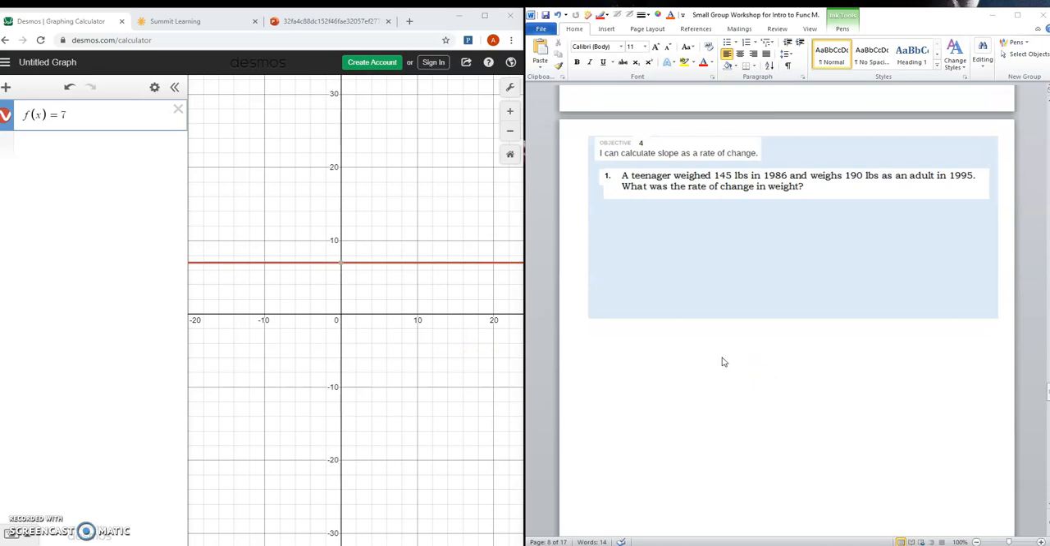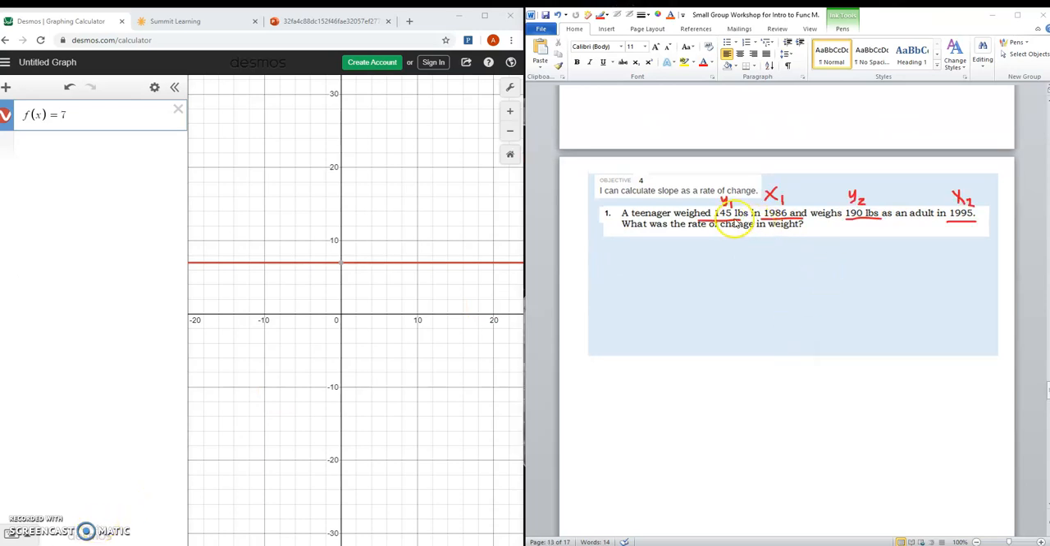Moving on, objective 4, which is our last objective, I can calculate slope as a rate of change. A teenager weighed 145 pounds in 1986 and weighs 190 pounds as an adult in 1995. What's the rate of change? Notice that I have already labeled it. 145 pounds is your Y1, 1986 is your X1.